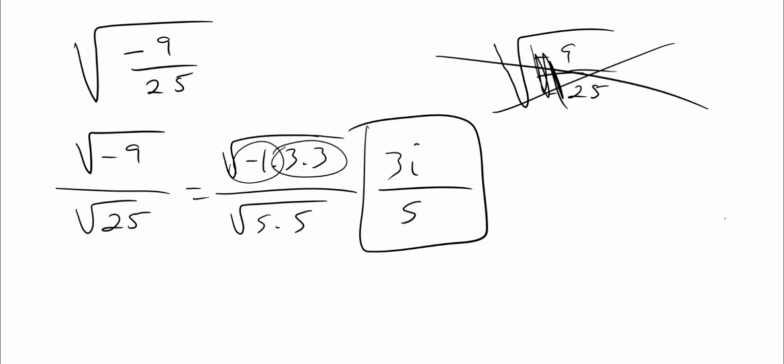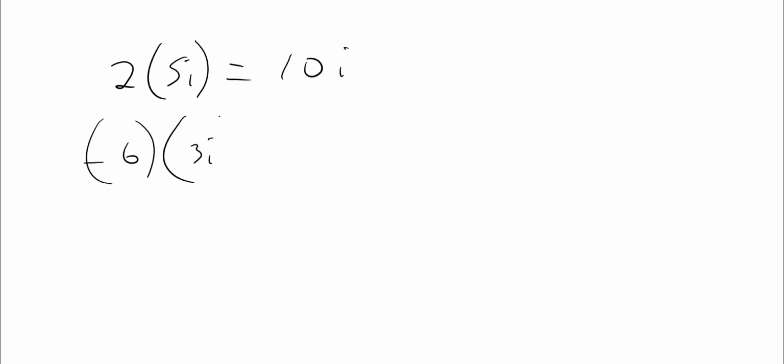All right. So let's do just a kind of a quick problem where you just do multiplication. So again, I told you this, the i is treated like a variable. So if I have 2 times 5i, that's equal to 10i. It's super easy. Okay, negative 6 times 3i. Well, that's negative 18i. Okay, not a big deal, right? So that's pretty easy to do multiplication.